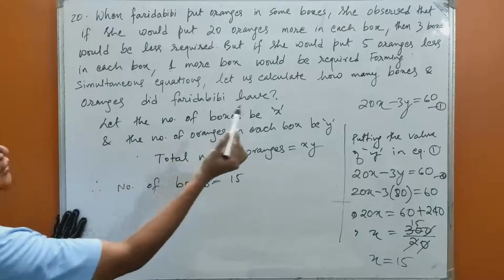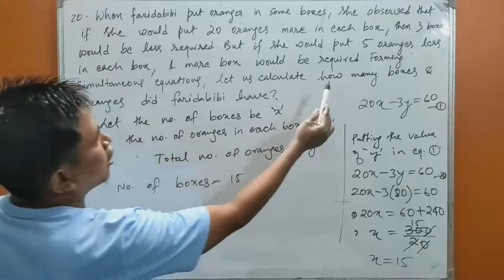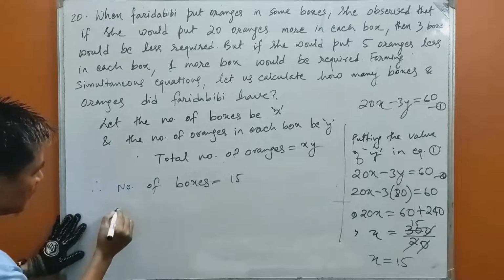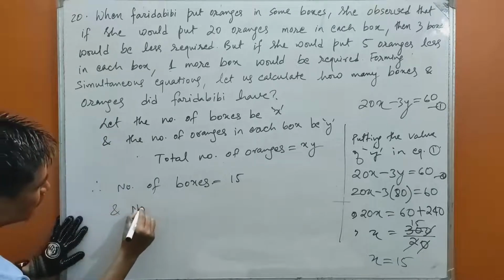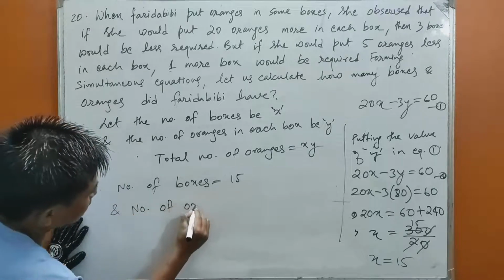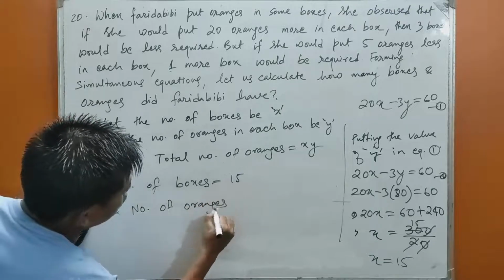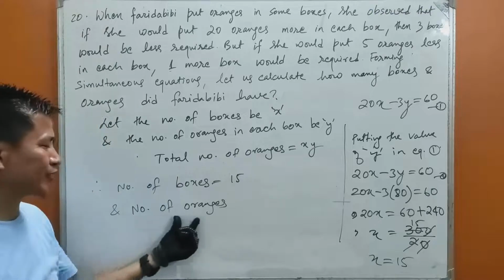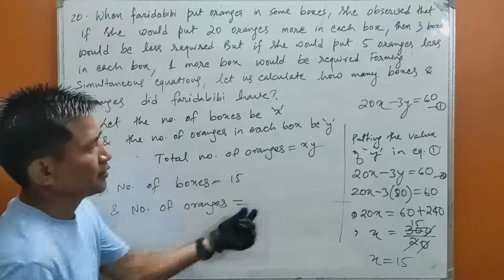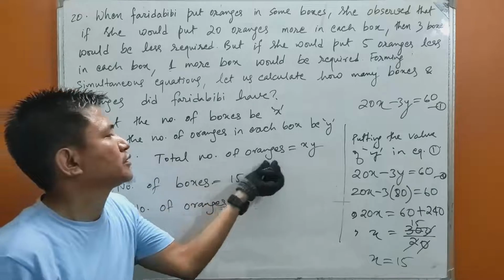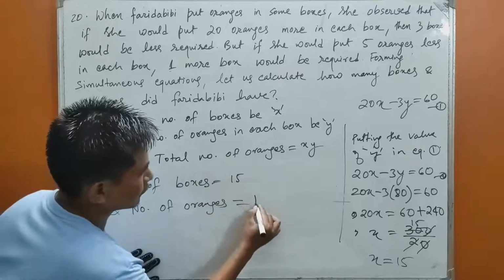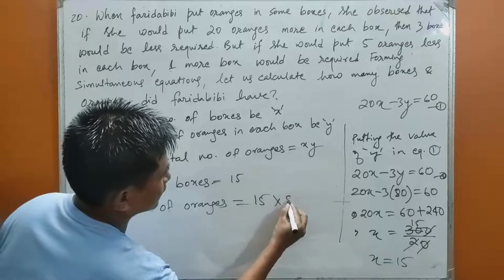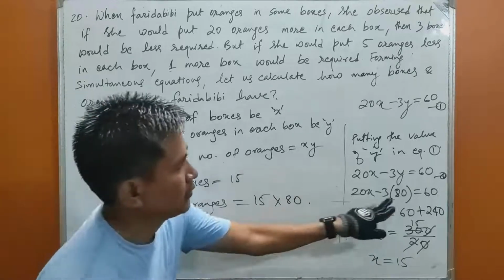And the second question is how many boxes and oranges. We are asked to find the number of oranges also. Not the number of oranges in each box, but the total number of oranges. Total number of oranges is xy, isn't it? So x is 15 and y is 80, isn't it? We have found out the value of y, 80.